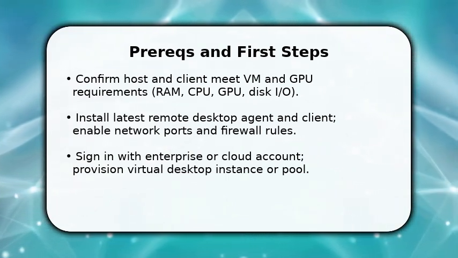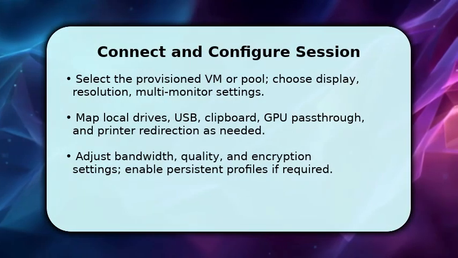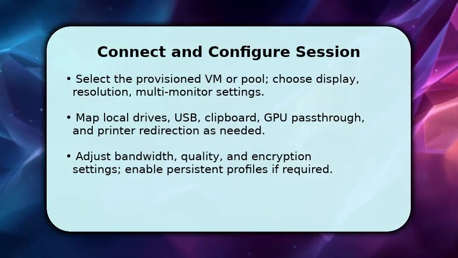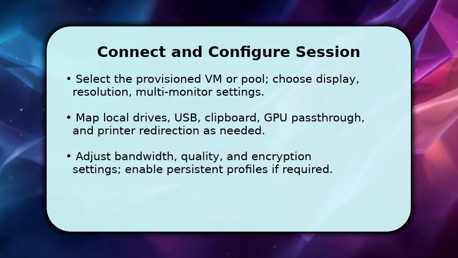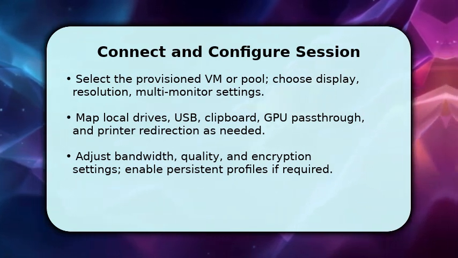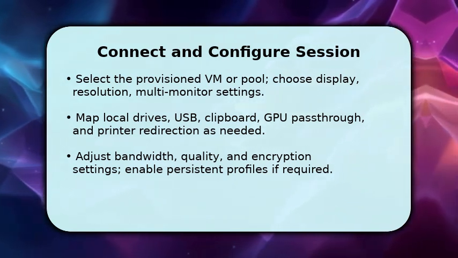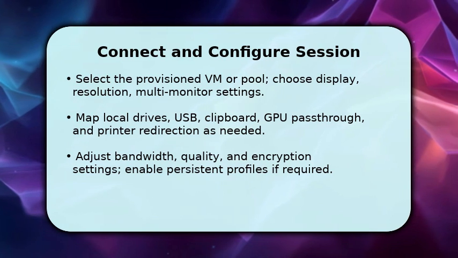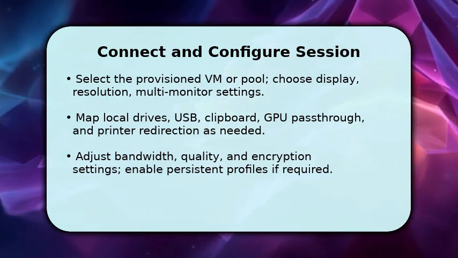You now connect. Select the provisioned virtual machine or desktop pool, pick display resolution and multi-monitor options so the desktop matches your workflow. Then map local drives, USB devices, clipboard, and enable GPU pass-through or printer redirection if you rely on them.